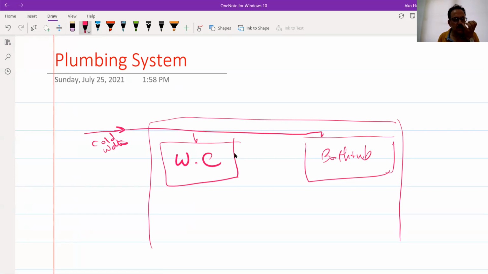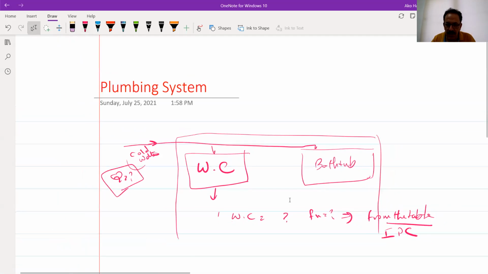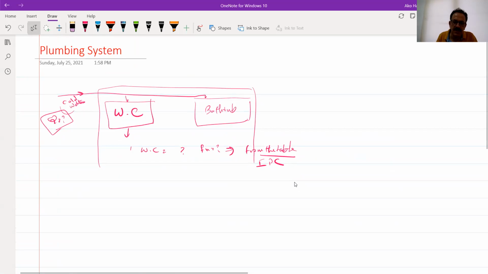So how much is the Q? How much is the Q for these two? First we have to convert one water closet into how much fixture units. It will be from the table, from the table of the International Plumbing Code. It will tell you how many fixture units you need. You should go to the table.